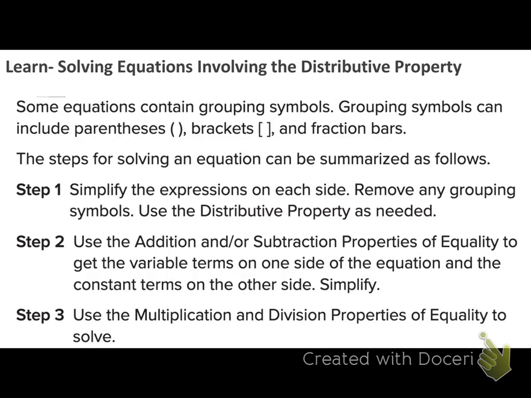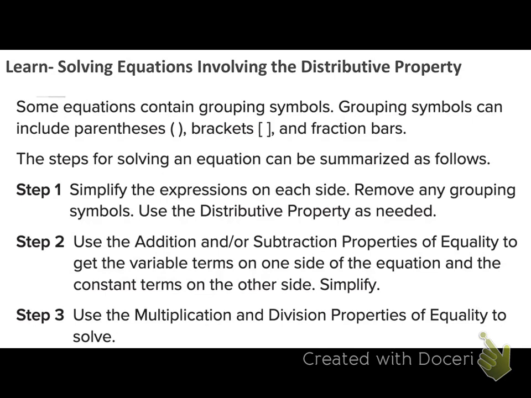Step 1. Simplify the expressions on each side. Remove any grouping symbols. Use the distributive property as needed. So our equations are going to get a little more complex here as we go. The very first thing you need to do, step 1: simplify both sides of your equal signs. Combine any like terms you have. Use the distributive property to get rid of any parentheses. Get it all condensed down as far as you can on each side of the equation. That's what step 1 is saying.